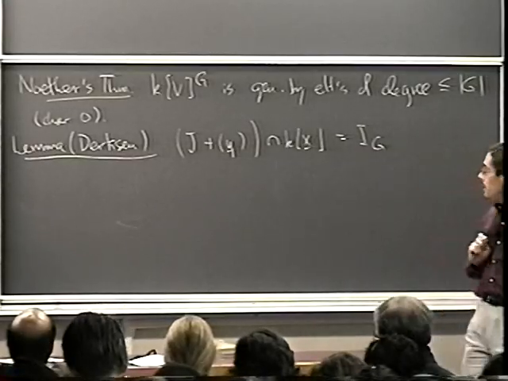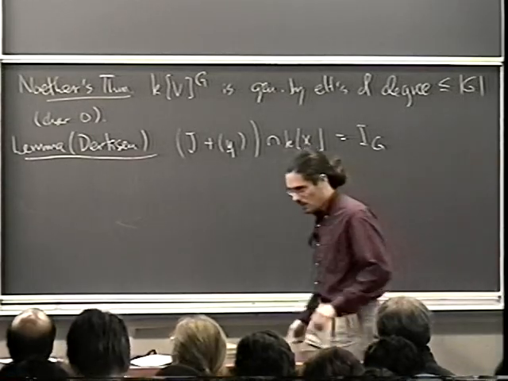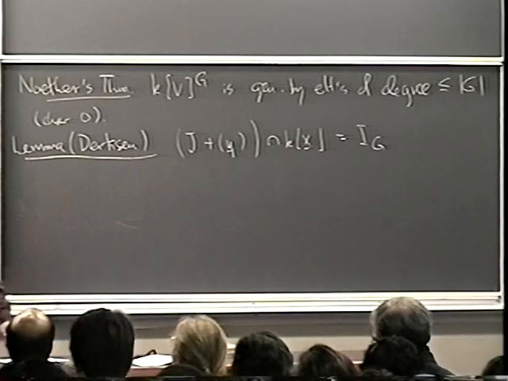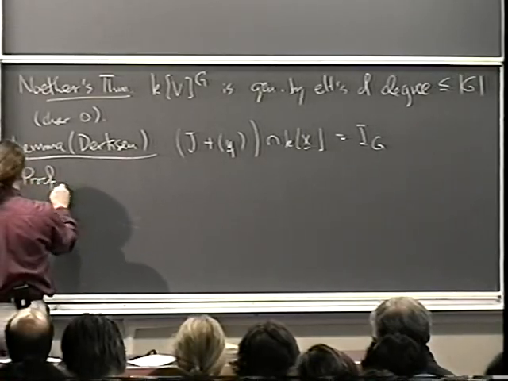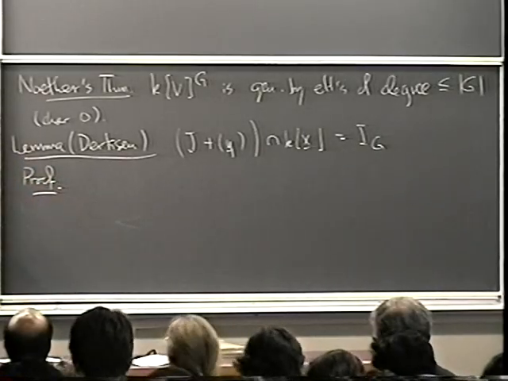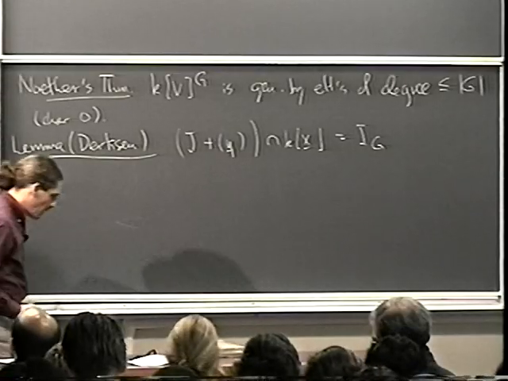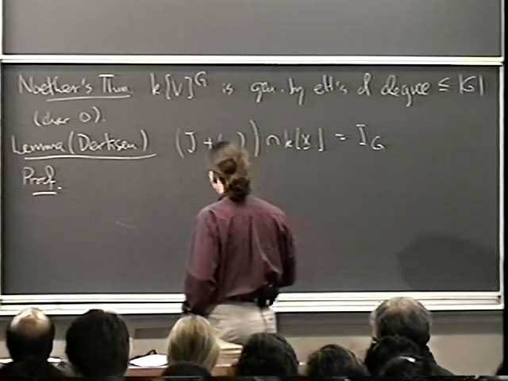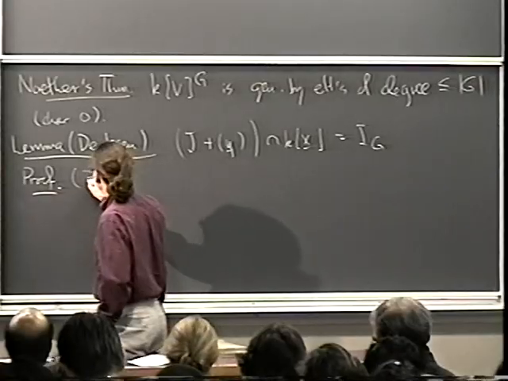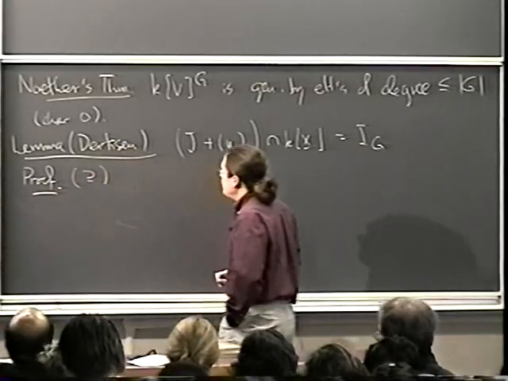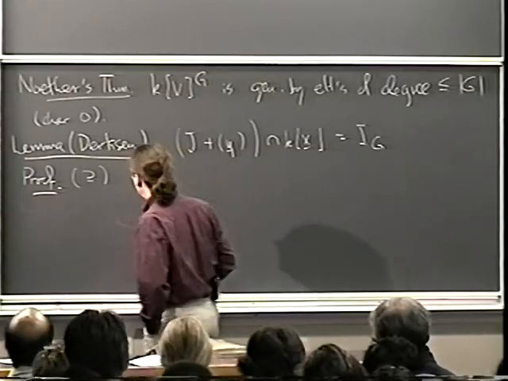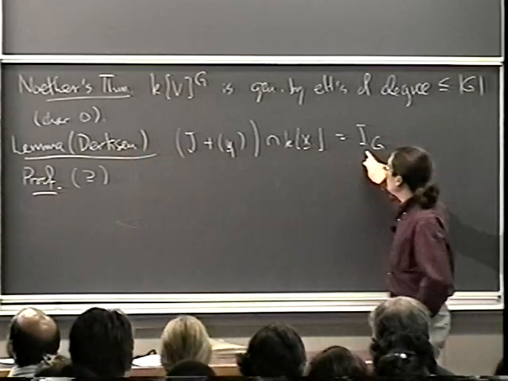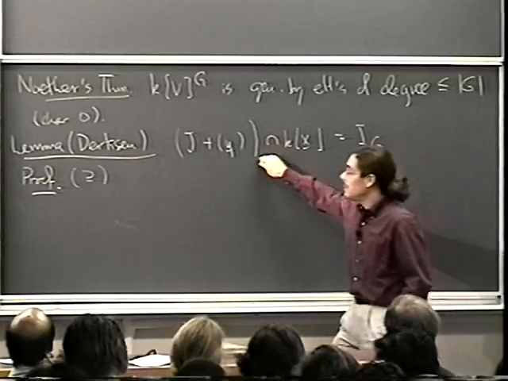Okay? It's the ideal generated by the homogeneous invariants of positive degree. Okay, so let me also, since none of these lemmas is hard to prove, let's just discuss that for a moment too. One direction is easy, which I guess is this one. Yes, this one. So I want to show that every homogeneous invariant of positive degree belongs to this, right?